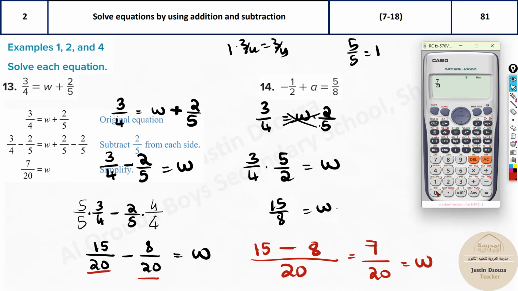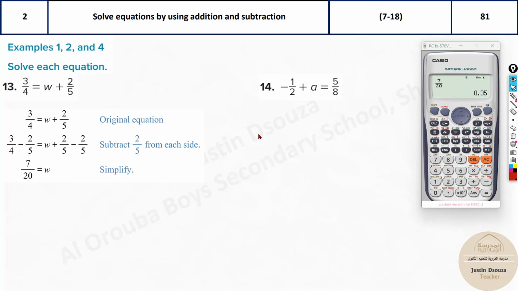Solve 7 divided by 20. The answer will be 0.35 in decimal. That's how we can check. You can solve any problem like that.